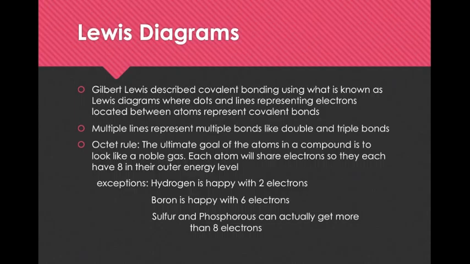The ultimate goal of atoms in a compound is to resemble a noble gas. In the octet rule, each atom will share electrons with each other in order to each have 8 in their outermost energy level, so 8 valence electrons. The exceptions to this rule are hydrogen, because it's happy with only 2 electrons, boron, which is happy with 6 electrons, and sulfur and phosphorus, because they can actually hold more than 8 valence electrons.